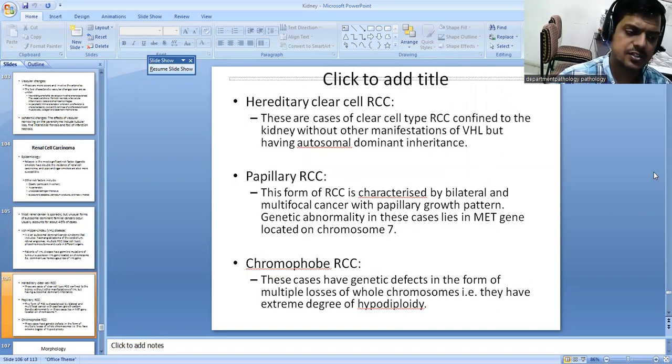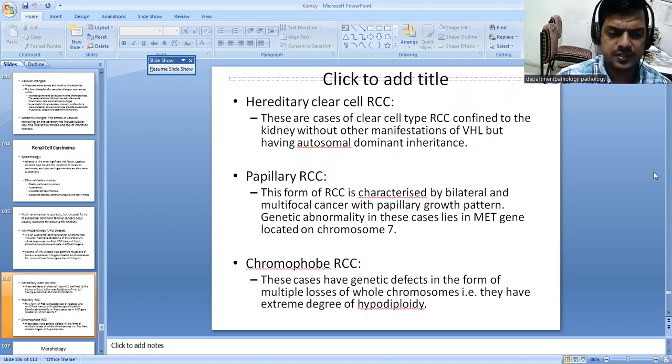Hereditary clear cell RCC. These are cases of clear cell type renal cell carcinoma confined to the kidney without other manifestations of VHL, but having autosomal dominant inheritance. Papillary RCC. This form of RCC is characterized by bilateral and multifocal cancer with papillary growth. Genetic abnormality in these cases lies in MET gene located on the chromosome 7.